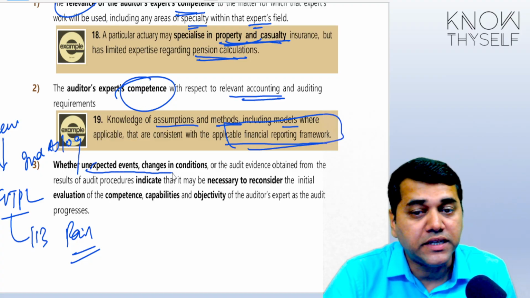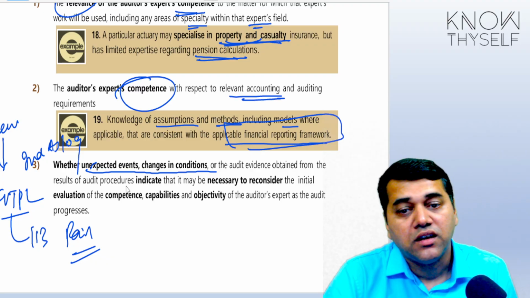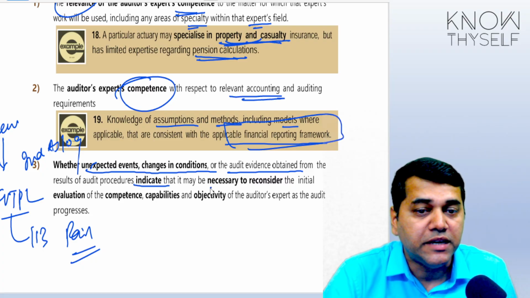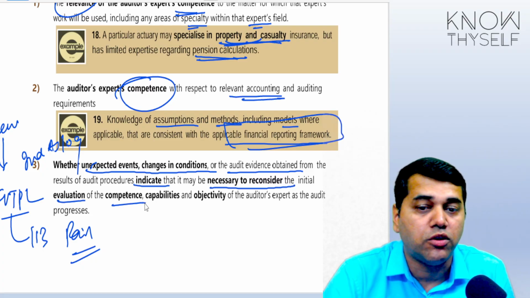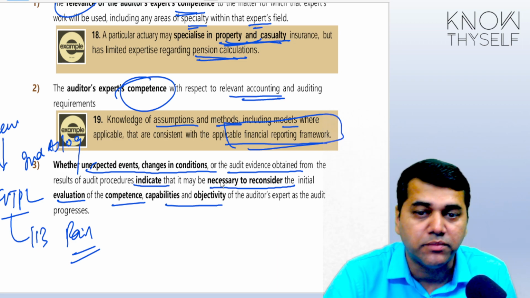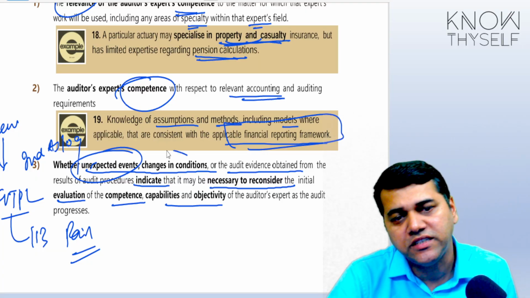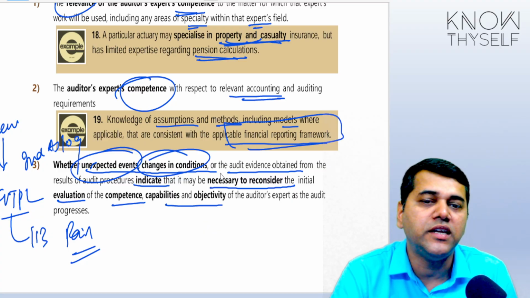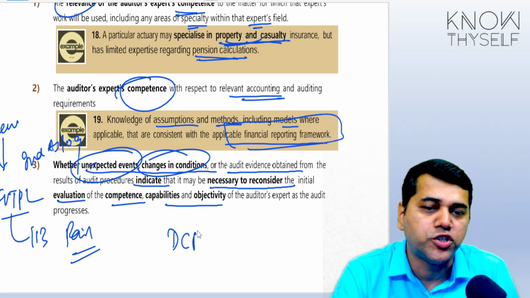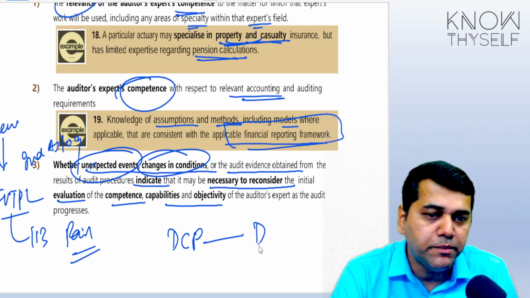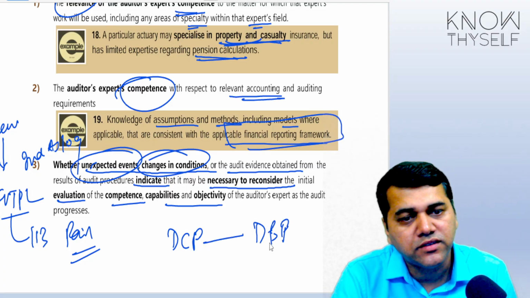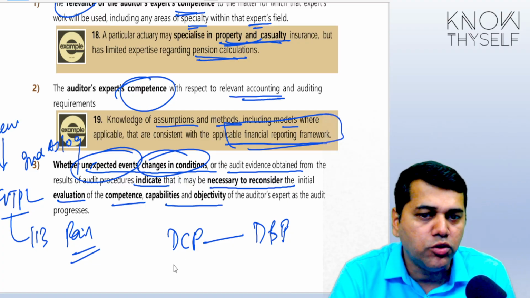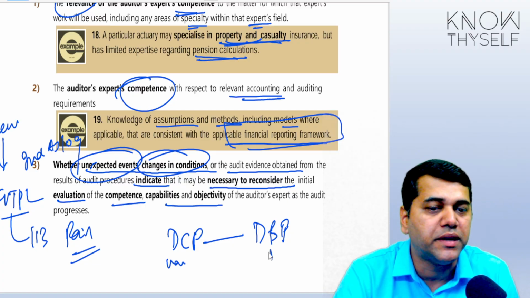Now, whether unexpected events, changes in conditions, and audit evidence obtained from the results of audit procedures indicate that it may be necessary to reconsider the evaluation of competency and capability. So this is also something you need to consider. Sometimes unexpected events can happen, changes in conditions can happen, and this can result in, suddenly, a defined contribution plan shifting to a defined benefit plan. In Ind AS 19 you are going to learn about it. So here what happened is that your valuation was very simple, but here it becomes complicated.